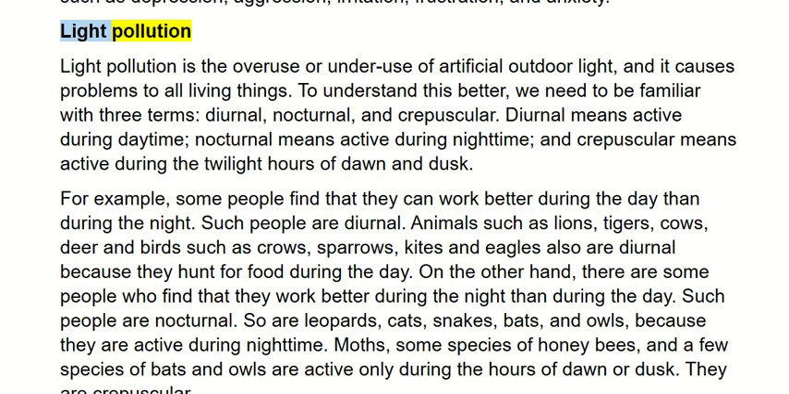Light pollution. Light pollution is the overuse or underuse of artificial outdoor light, and it causes problems to all living things. To understand this better, we need to be familiar with three terms: diurnal, nocturnal, and crepuscular. Diurnal means active during daytime, nocturnal means active during nighttime, and crepuscular means active during the twilight hours of dawn and dusk.